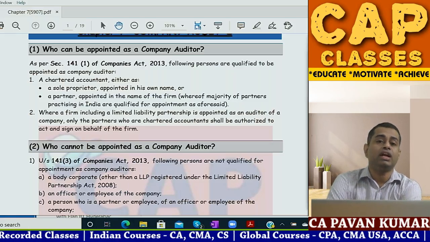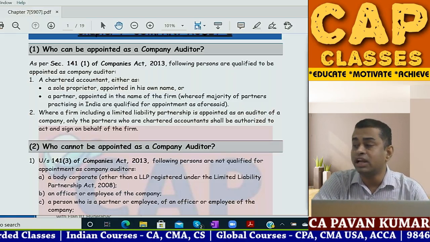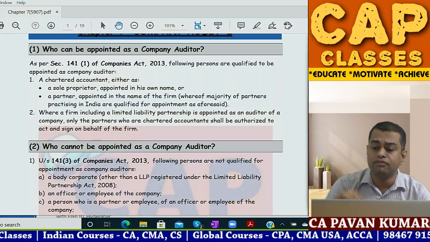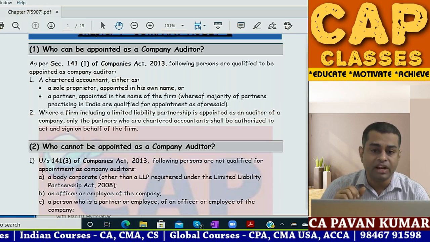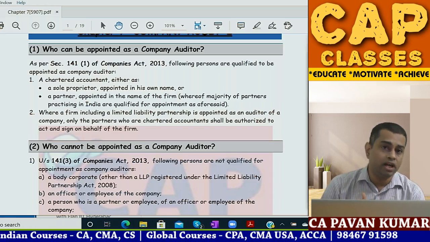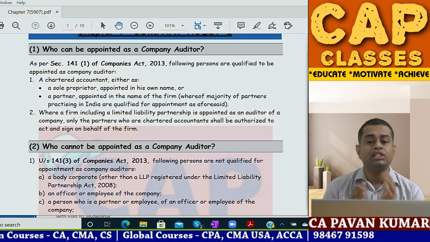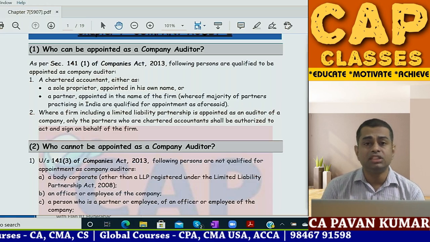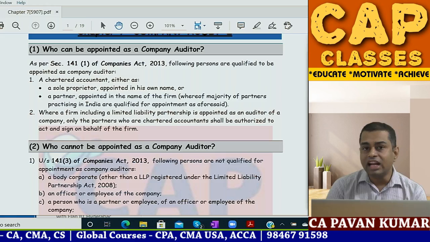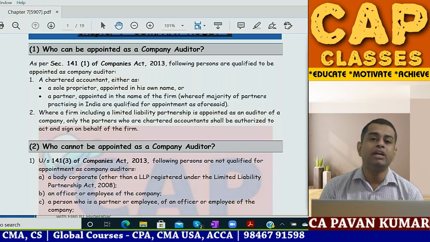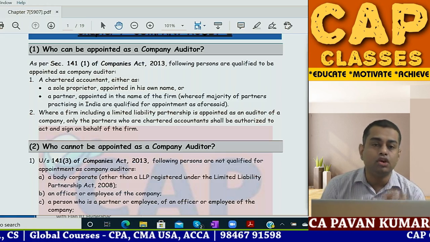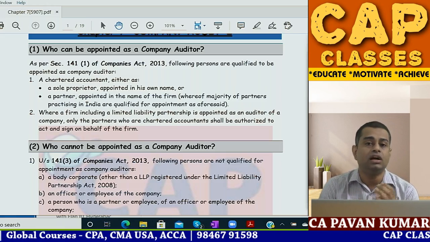So we are looking at this revision classes of auditing. In that, today we are starting with one of the most important topics for examination, and that is company auditor. As you know, the weightage of this company audit in both old syllabus and new syllabus is very high, and practical questions are expected and case studies will be given, and in MCQs also so many times they'll touch various provisions of this company audit.